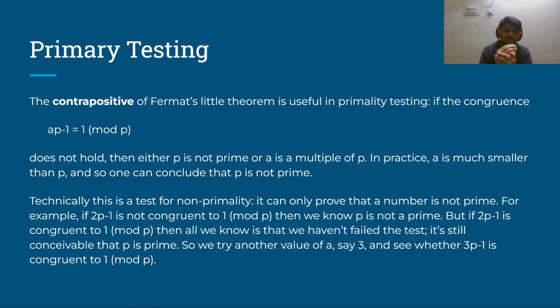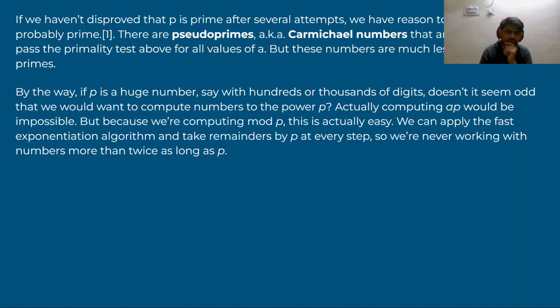It is still conceivable that p is prime. So we try another value of a, say 3, and see whether 3^(p-1) is congruent to 1 mod p. If we have not disproved that p is prime after several attempts, we have reason to believe p is probably prime. There are pseudoprimes and Carmichael numbers that are not prime but pass the primality test above for all values of a, but these numbers are much less common than primes.